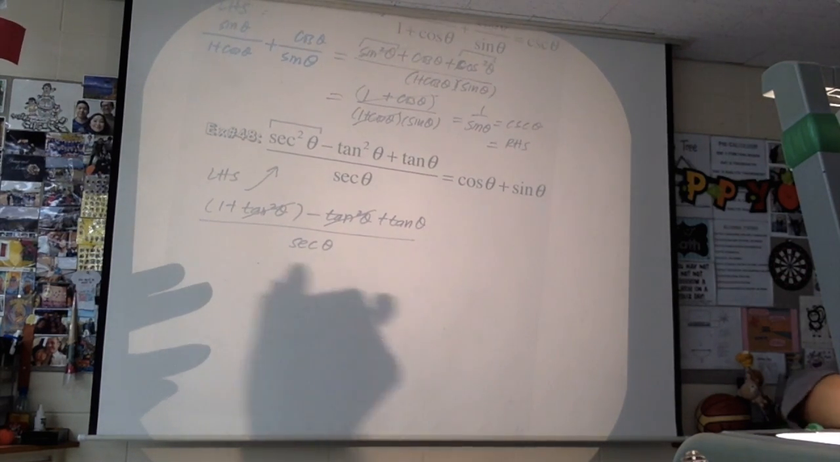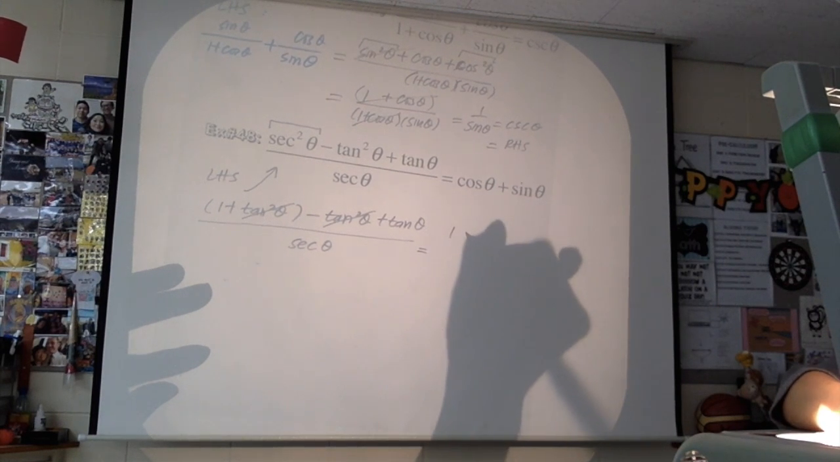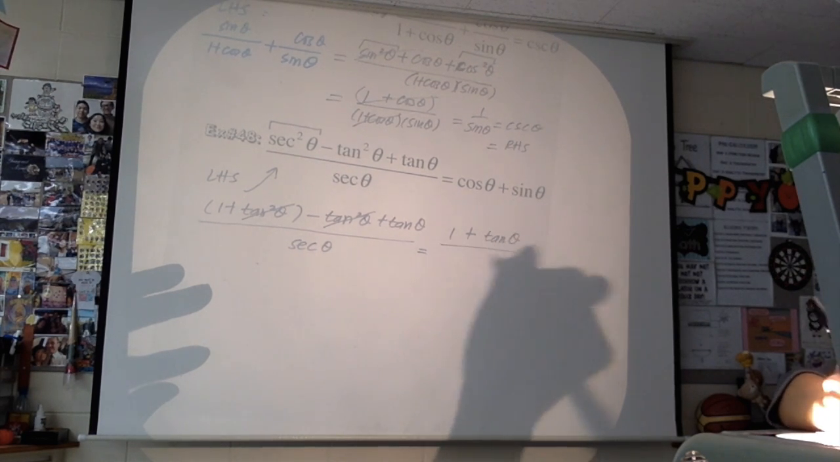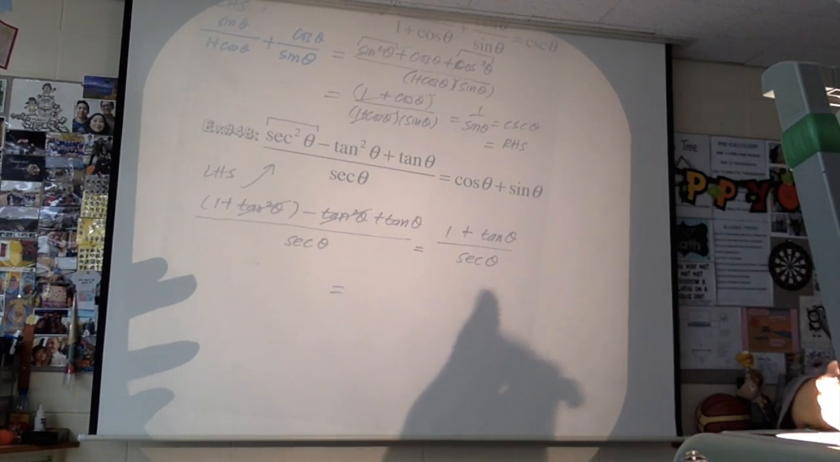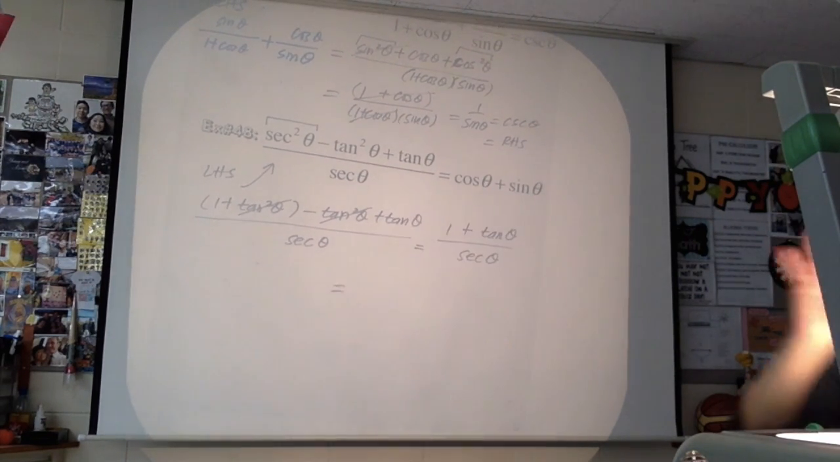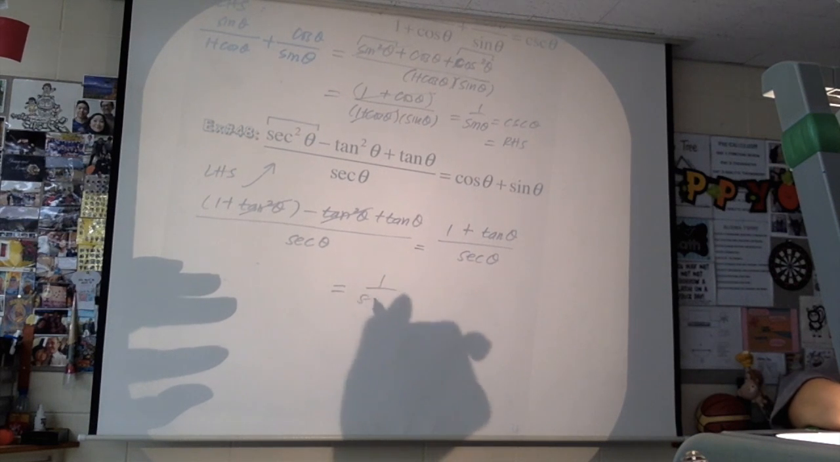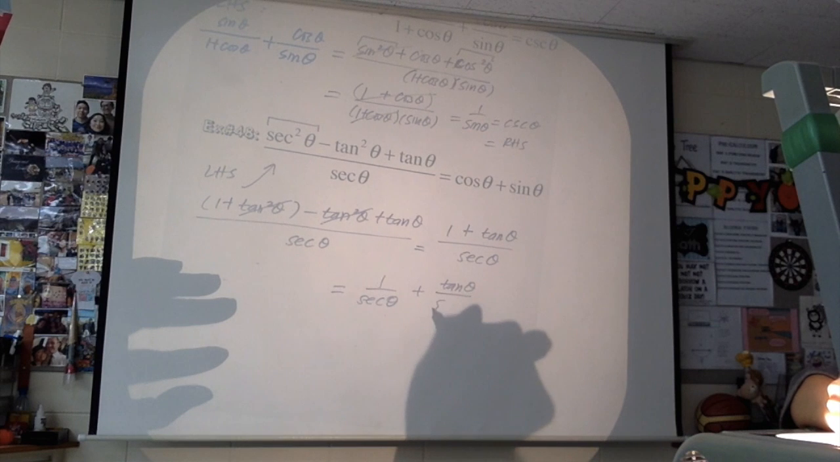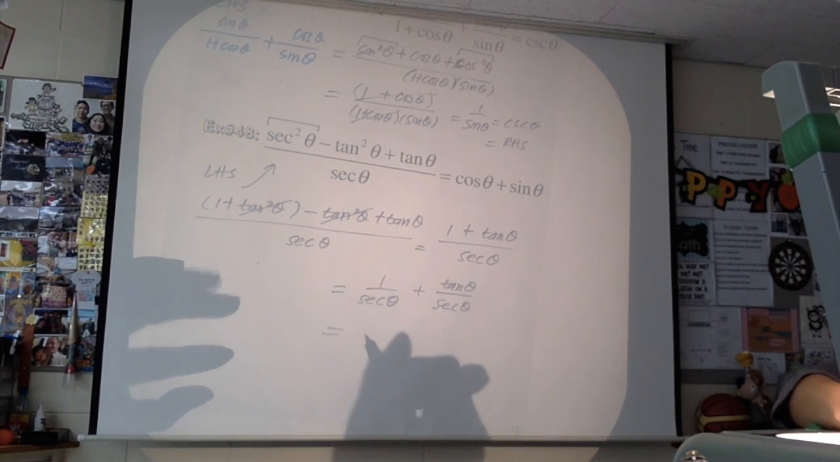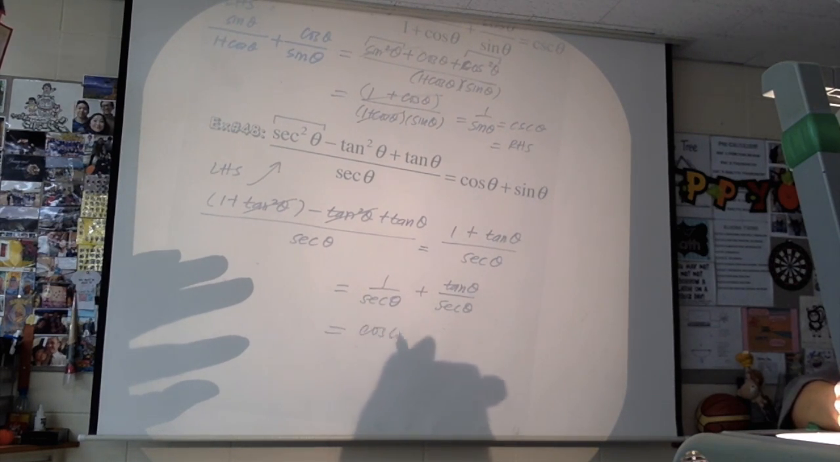Now what are you left with? You're left with 1 plus tan theta all over sec theta. Well, we're still not there yet, but remember, I'm trying to get to cosine and sine. They're separate, okay? So maybe if I try 1 over sec theta, so I'm separating the fraction, tan theta over sec theta. And, so clever. This is cosine theta.